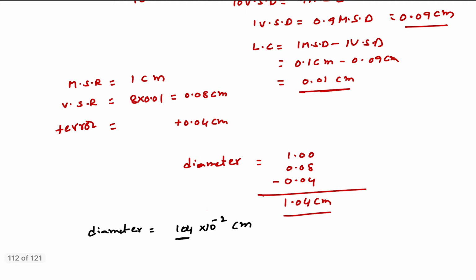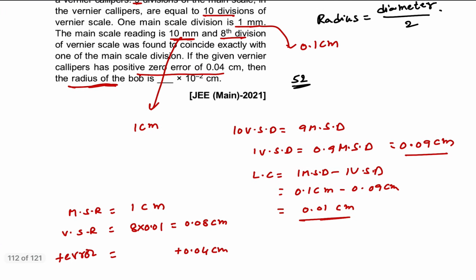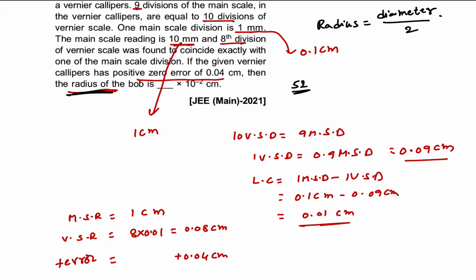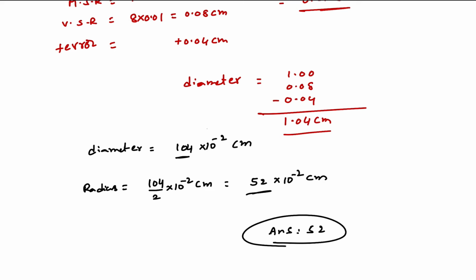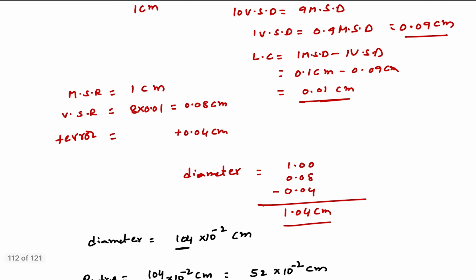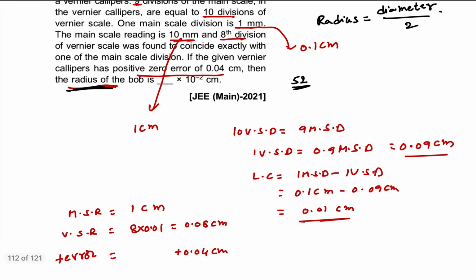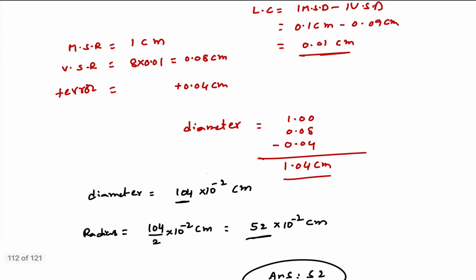Most of the students will write 104, but actually they are not asking the diameter, they are asking the radius. Okay, radius is equal to how much? 104 divided by 2 into 10 power minus 2 centimeters, that is equal to 52 into 10 to the power of minus 2 centimeters. Our answer should be 52 for this question. Observe this carefully. Okay.